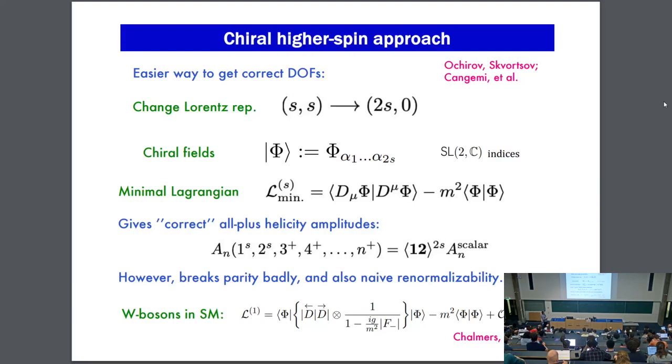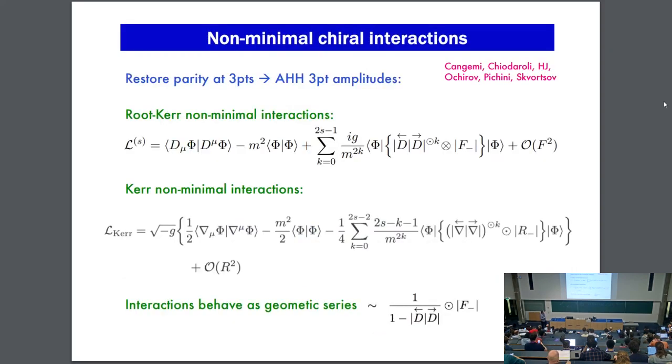And you can actually write up an all-plus amplitude, which is extremely simple. It's just this 1-2 factor times the scalar amplitude. So it's exactly the same as the AHH amplitudes. You can also do W boson and standard model, which I wrote here, so it looks very non-local.